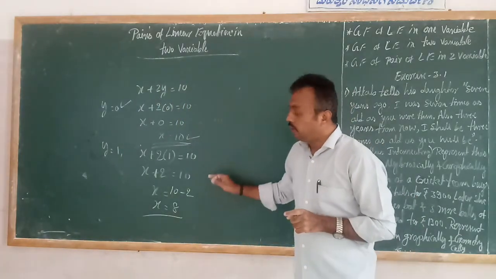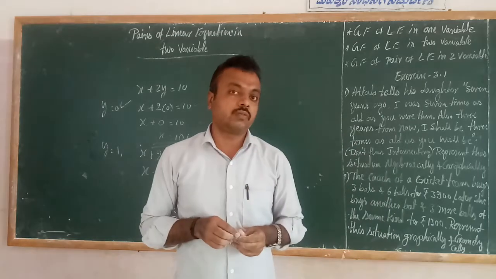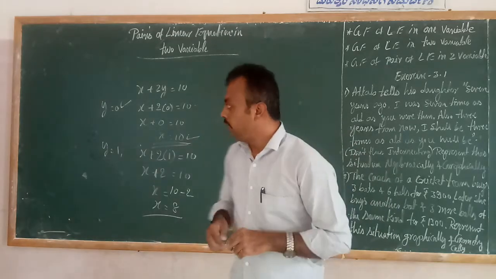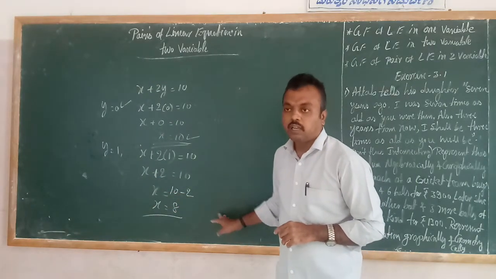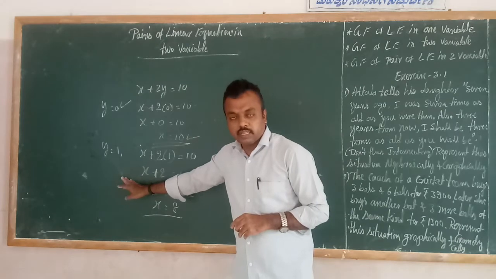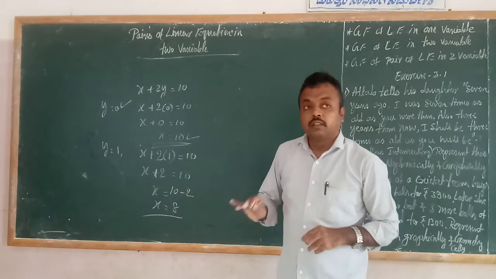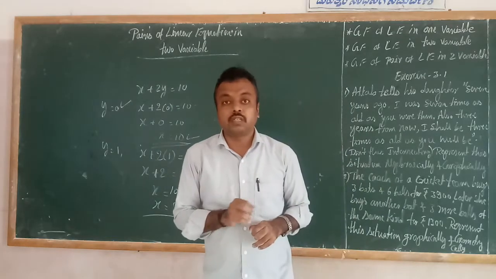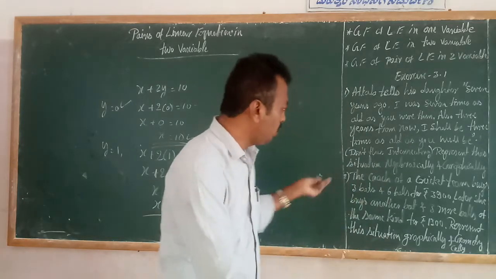Okay, so linear equations in two variables have an infinite number of solutions. Because if you give the y value, the x value will exist. Otherwise, if you give the x value, the y value will exist. Therefore there are infinitely many solutions for linear equations in two variables. Okay, this is one method.